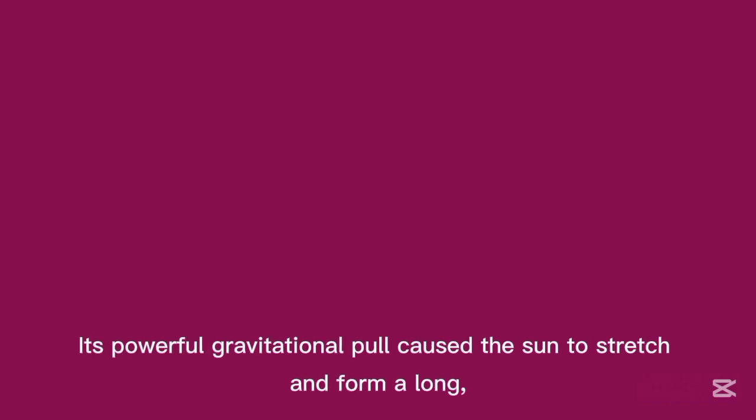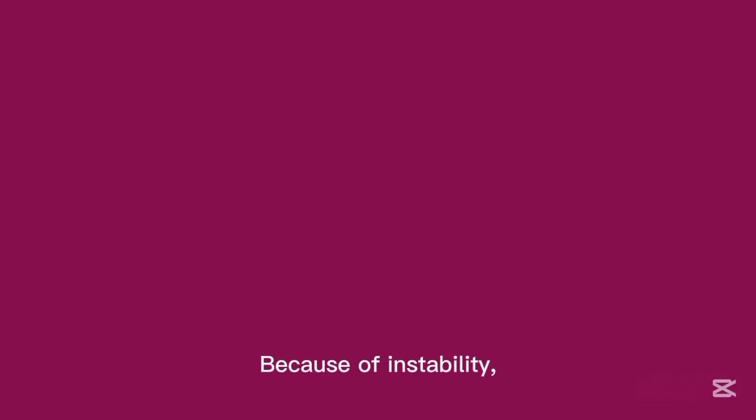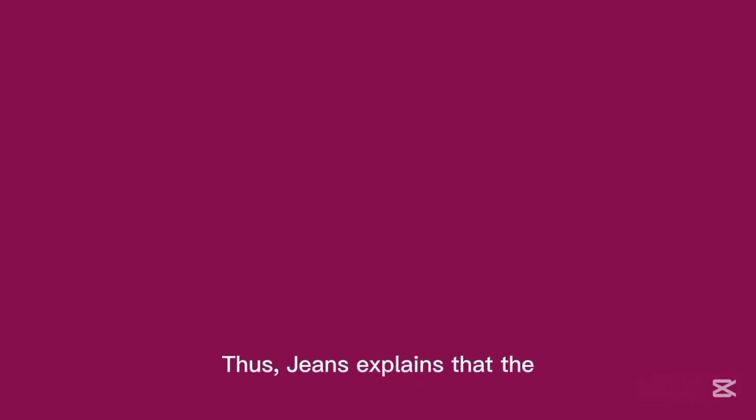Its powerful gravitational pull caused the Sun to stretch and form a long, thin finger of fiery material toward the star. As the wandering star moved away, this long filament of gas separated from the Sun. Because of instability, it broke into 12 smaller pieces. These later cooled down and became the planets of our solar system, including Earth. The remaining central mass continued to be the Sun. Thus, Jeans explains that the planets were once a part of the Sun itself.